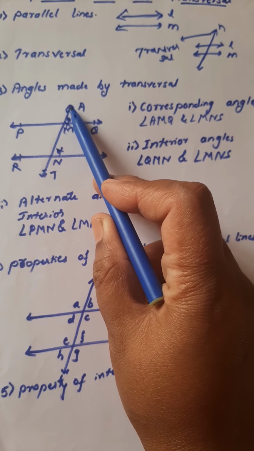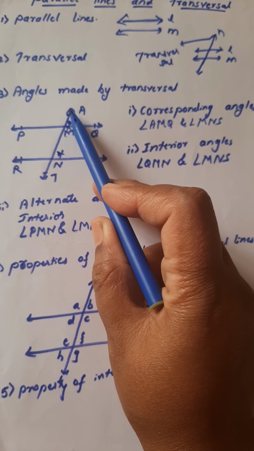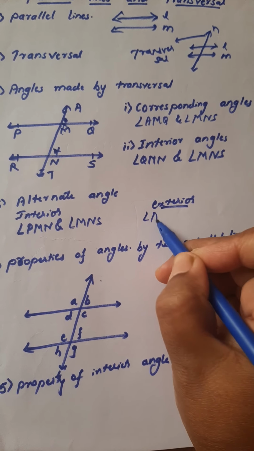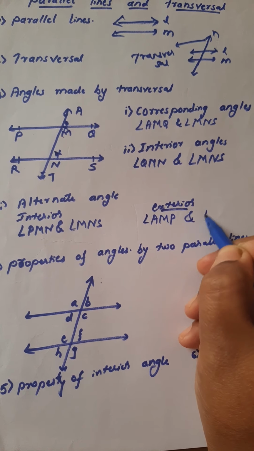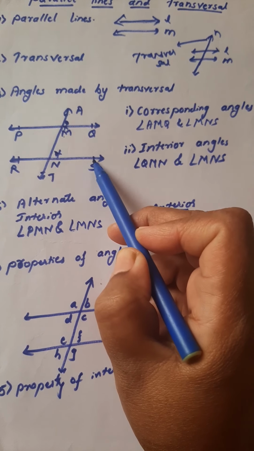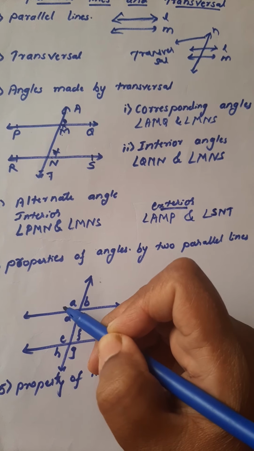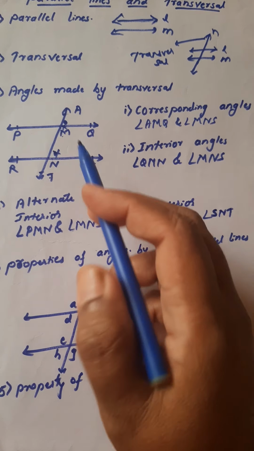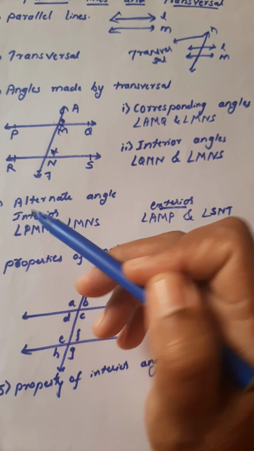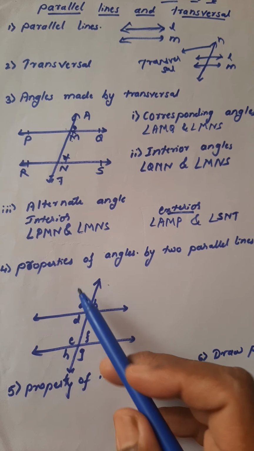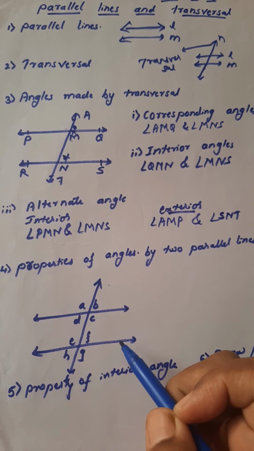Now I will take one angle which is an alternate exterior angle. Angle AMP and angle SNT. This is an alternate exterior angle. One angle from this side, one angle from this side. This is called an alternate exterior angle. Understand this? Now next, it is the properties of angles made by two parallel lines and its transversal.